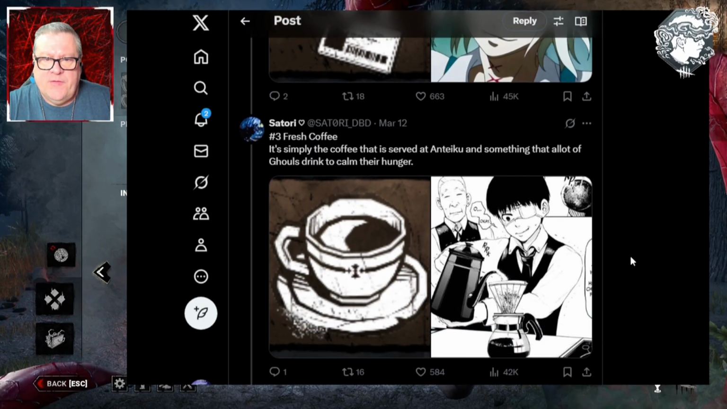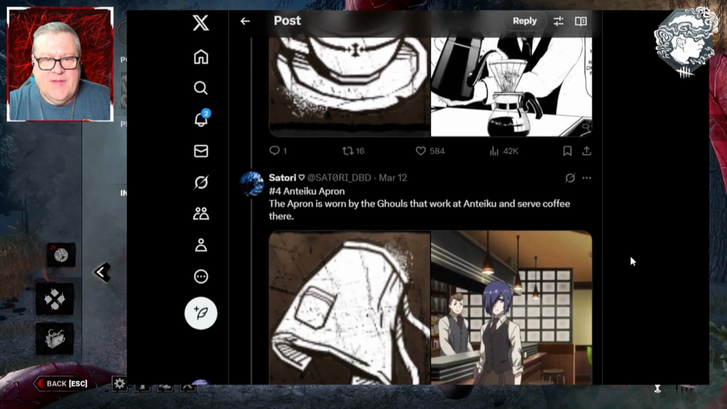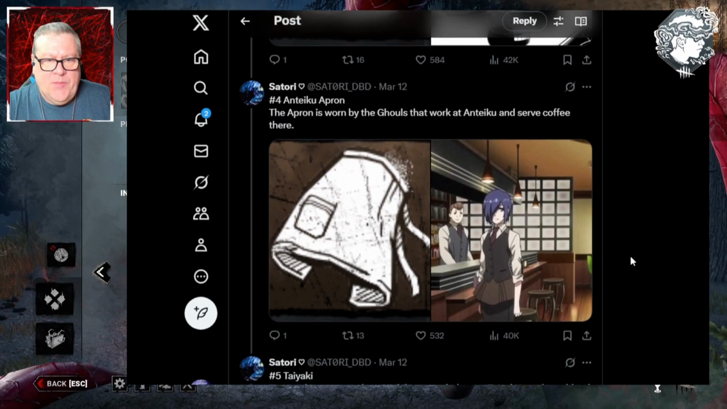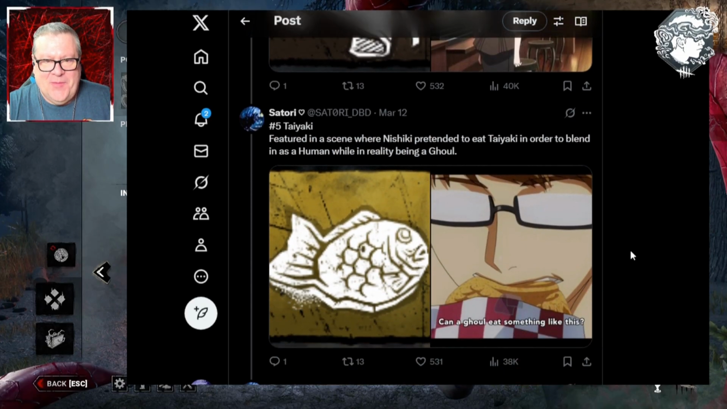Number 3, fresh coffee. It's simply the coffee that is served at Anteiku, and something that a lot of ghouls drink to calm their hunger. One of the few foods that a ghoul can ingest that, you know, humans also ingest. So that's why so many of them work in that coffee shop. Number 4, Anteiku apron. The apron is worn by the ghouls that work at Anteiku and serve coffee there. So many ghouls work under Yoshimura in the coffee shop here.